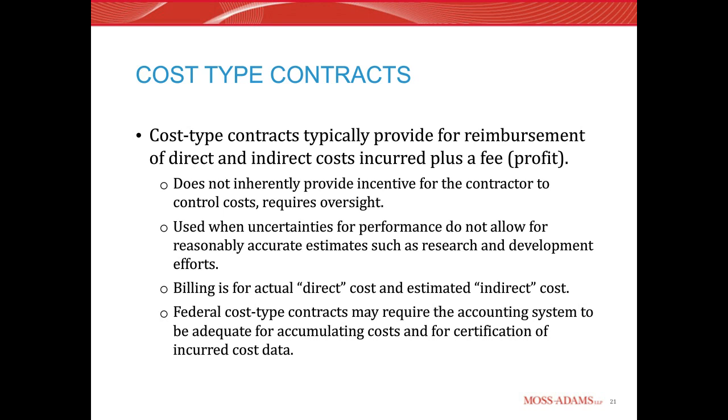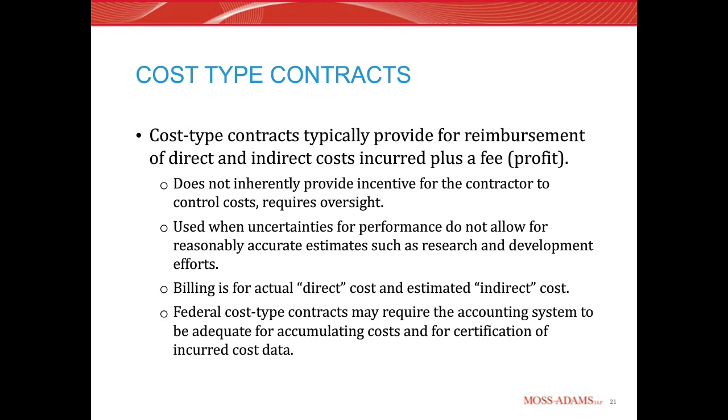So as you can tell, there's no incentive to control costs. It requires a lot more management, and that's where DCMA is involved. They're monitoring things like overhead. They're monitoring progress. They're monitoring on the labor side to make sure the labor is being focused appropriately or at the right mix. So there's a lot of external management done, as well as audits that are done throughout the life of the contract. Here, unlike fixed, the billing is what the costs are.